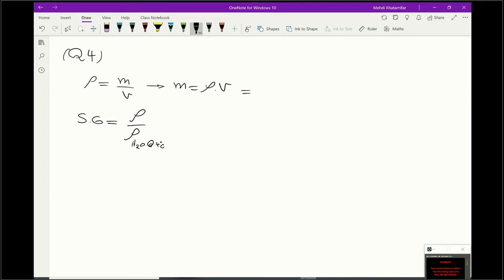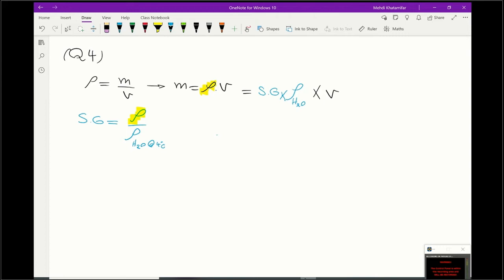I should have selected another color. I can replace this rho with that rho. So it is going to be Sg times the density of the water times volume. So let me check what the values are. Sg was, oh, it asks for volume, so correct? Let me check what the question is. Determine volume. Okay, so the other way.